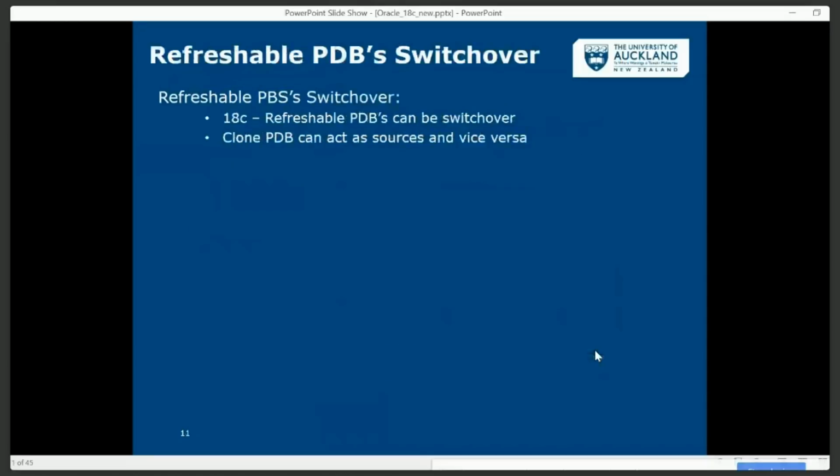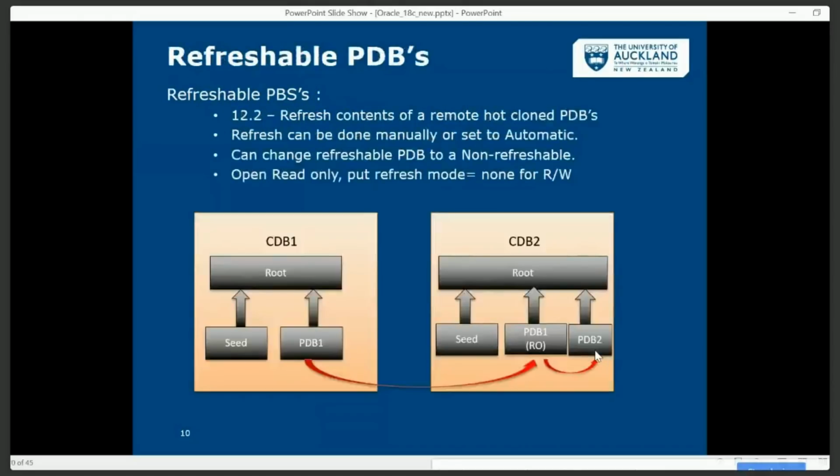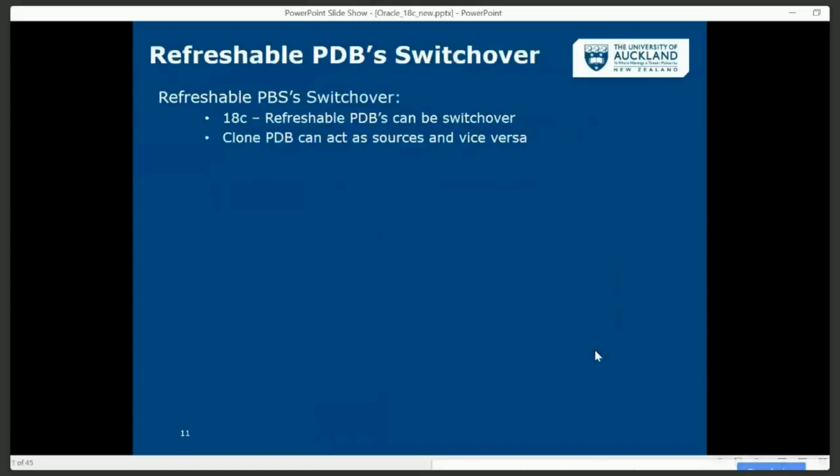So what's changed in 18C? In 18C, there is a further improvement. Refreshable PDBs can be switched, means the read replica can be opened in read-write mode and vice versa. In the previous case I told you, once you have converted a refreshable PDB to a non-refreshable PDB, once you open from read-only mode to read-write mode, you cannot go back. You have to create another refreshable PDB. But in 18C, you are able to switch over.